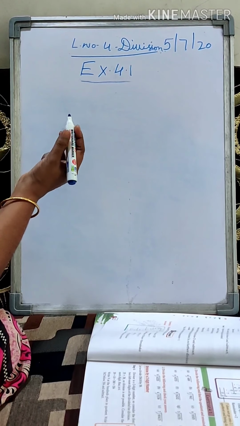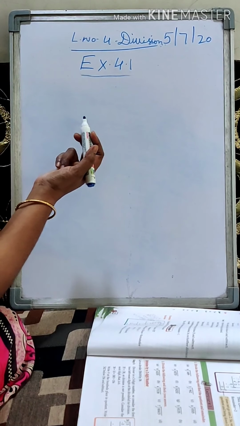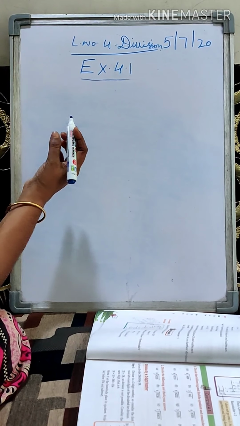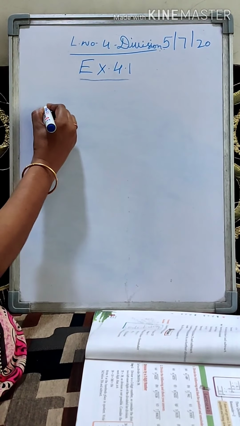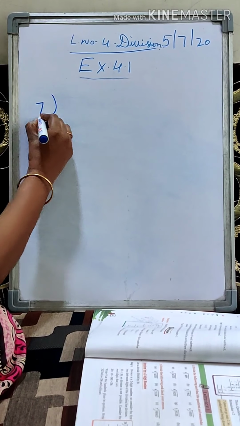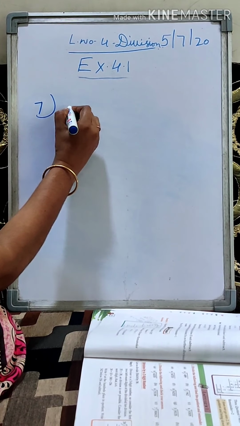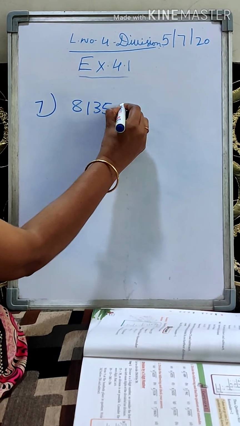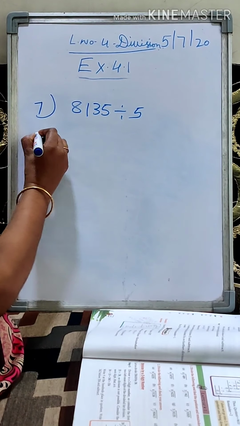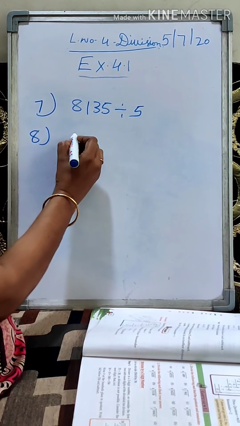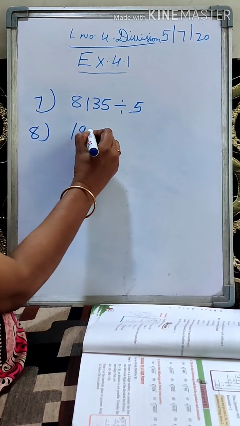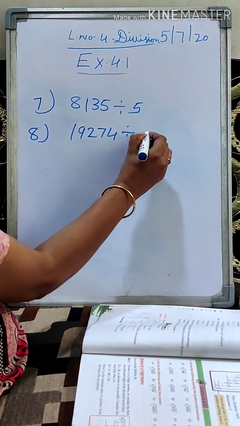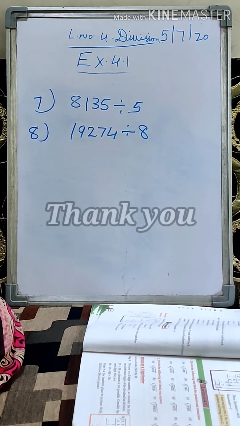Now I will give you the remaining numbers as homework. Try at home. Okay, that is 8135 divided by 5. Next, 19274 divided by 8. Okay students, thank you.